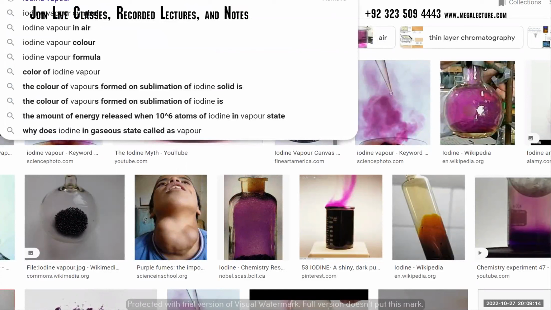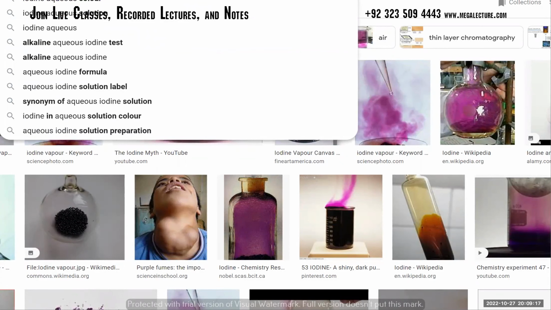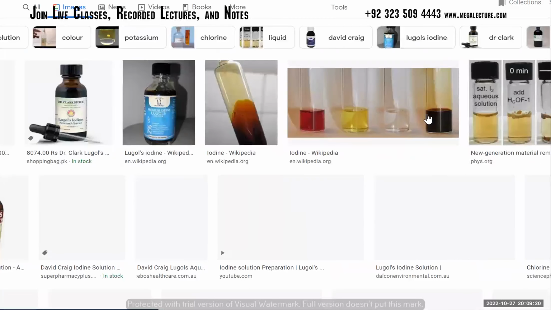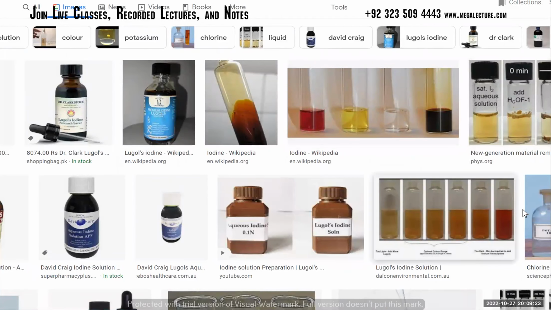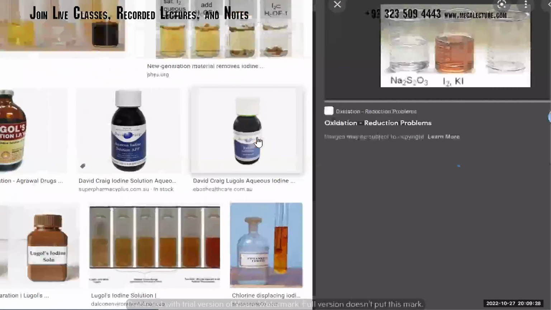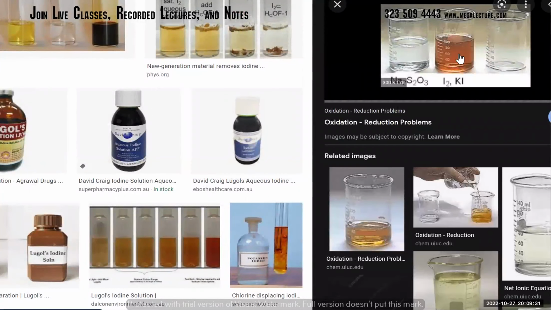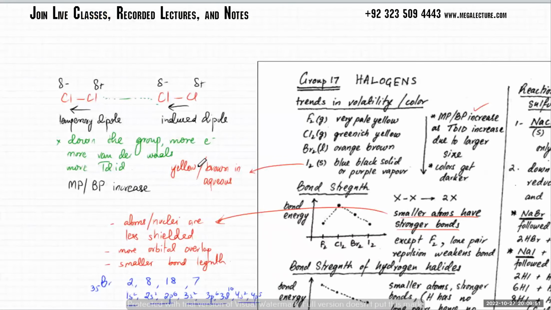So iodine, if it's aqueous, it depends on the concentration. When iodine is aqueous, it's this yellow brown solution. Okay, so remember, iodine has 3 colors mainly. In solid state, it's blue black. In vapor state, it's purple. And in solution, it's going to be aqueous, yellow or kind of dark brown, depending on how concentrated it is. So it's yellow brown in aqueous solution, blue black solid, and purple vapor.